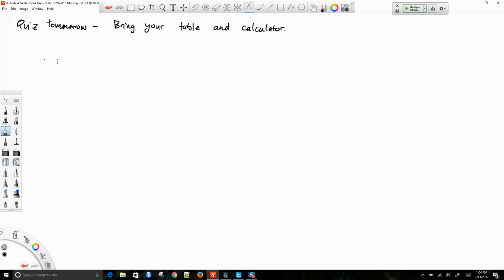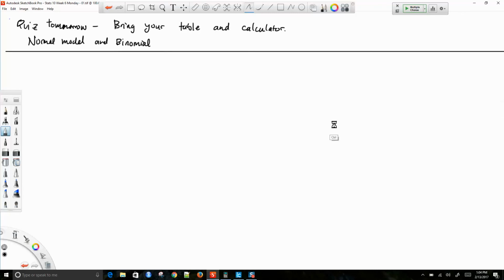Okay, so make sure you bring that. Okay, and yes, it will cover normal model and binomial. And I think we've covered the normal model pretty thoroughly. You guys have had some homework problems regarding the normal model, and so today we'll cover the binomial. Okay, so binomial distribution. Okay, like the normal model, this is another theoretic distribution.